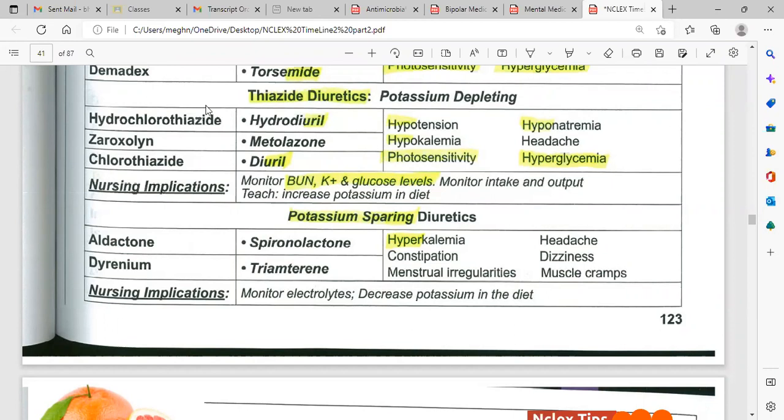Okay. So nursing implementation. What is the nursing note? If my patient took thiazide diuretics, I need to monitor blood urea nitrogen, potassium, and glucose level. Monitor the intake and output chart and increase the potassium in the diet. For the last group, we give less potassium to the patient. The last group of drugs here is called potassium-sparing diuretics.